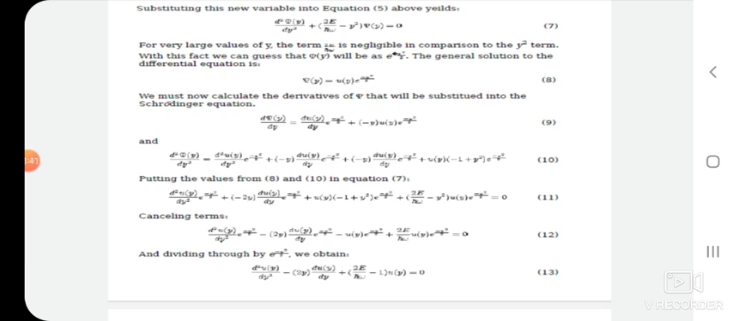Now, if we substitute equations 8 and 10 in equation 7, then equation 7 becomes dou square u of y by dou y square e to the power of minus y square by 2, plus minus 2y dou u of y by dou y e to the power of minus y square by 2, plus u of y into minus 1 plus y square e to the power of minus y square by 2, plus 2E by h cross omega minus y square, u of y e to the power of minus y square by 2 is equal to 0.